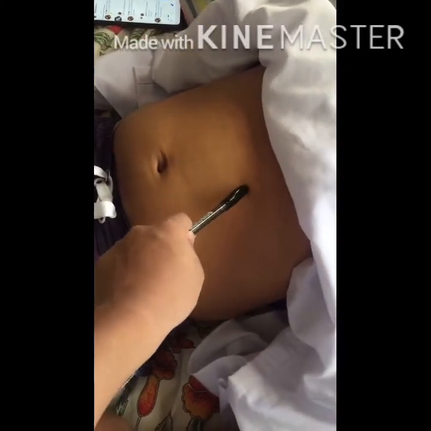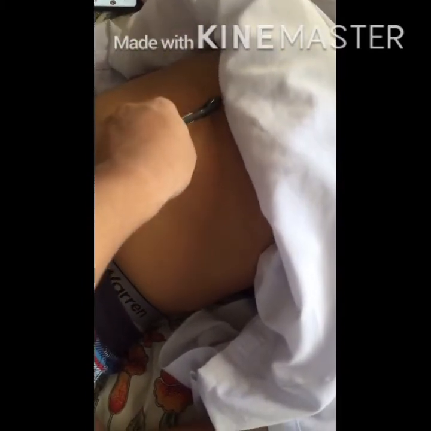Do this several times along the abdominal wall. Note for complaints or exaggerated pain.